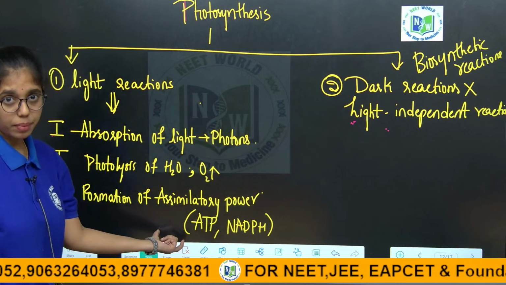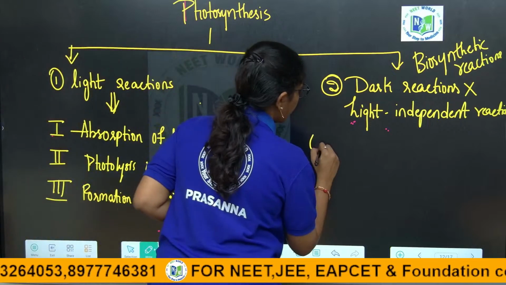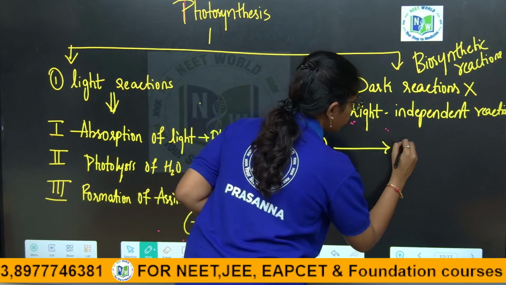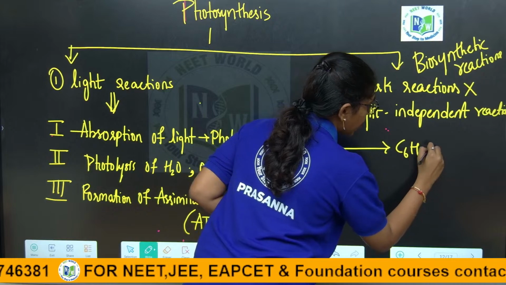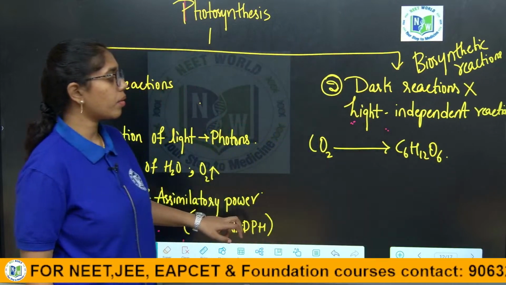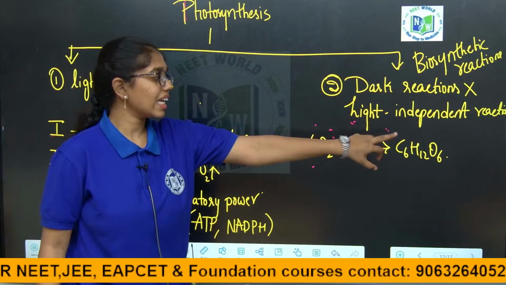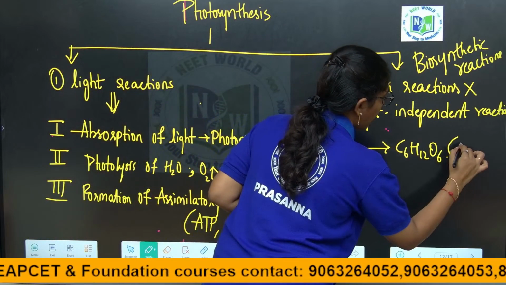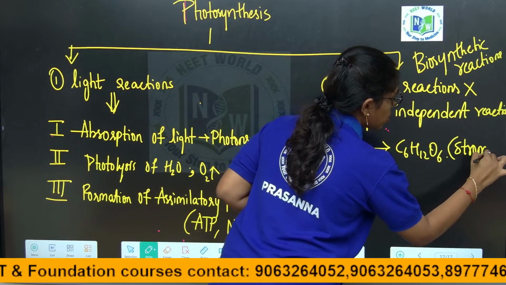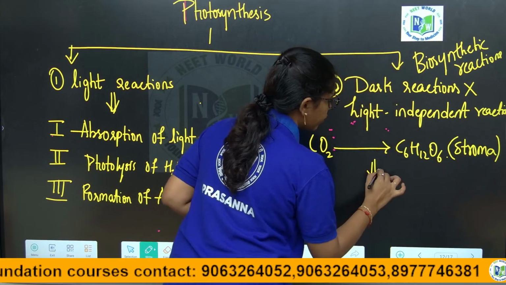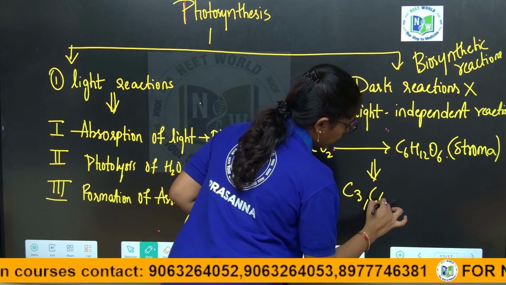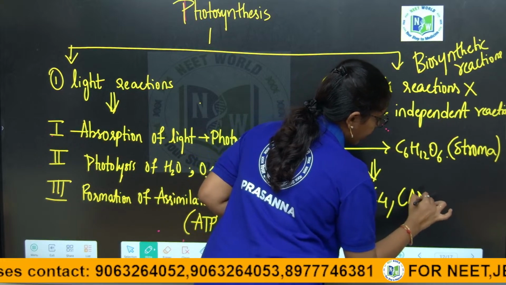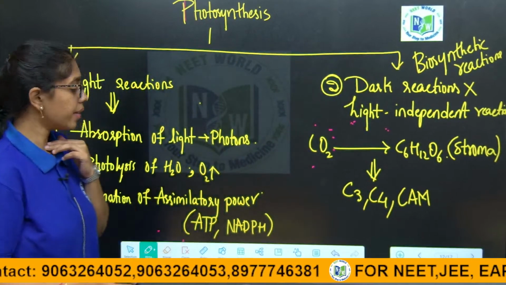Utilizing this assimilatory power, what happens? Carbon dioxide is reduced to glucose in stroma. This is conducted through many cycles, be it C3, C4 or CAM cycles in different plants.